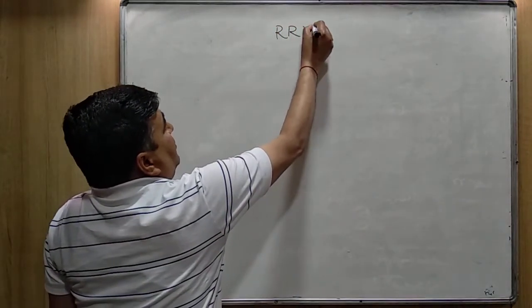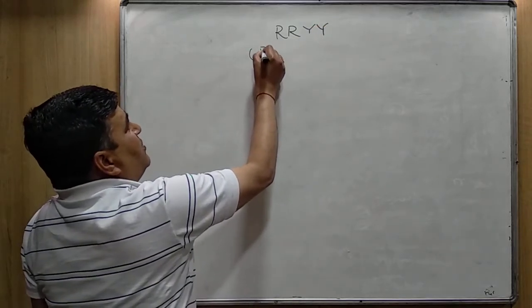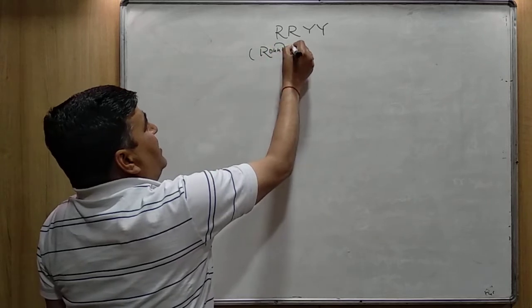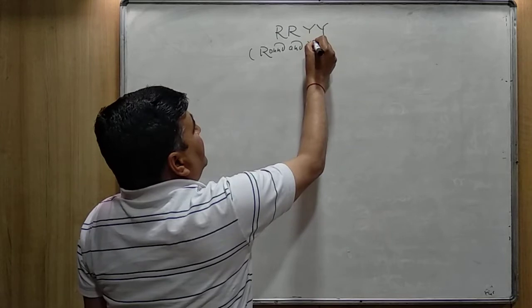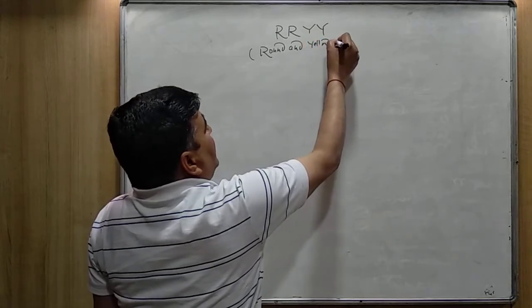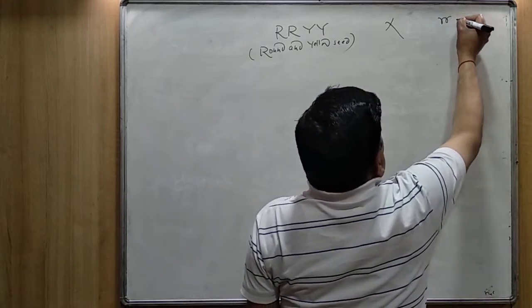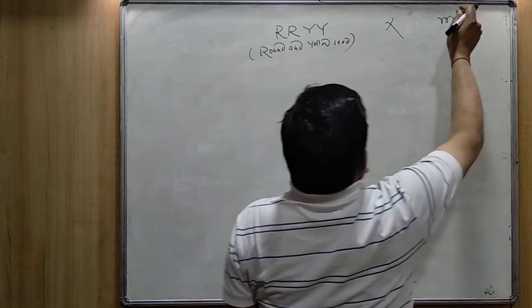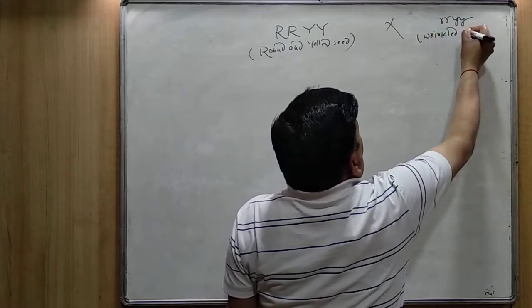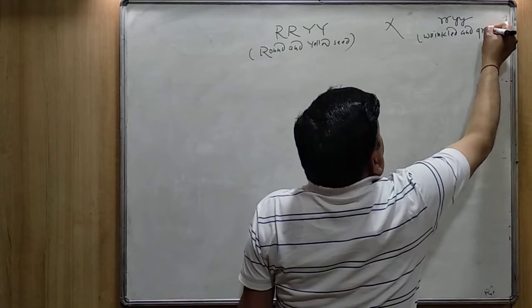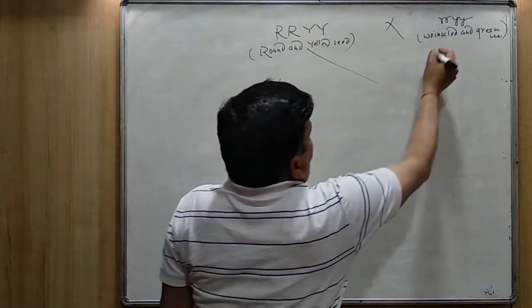RR and YY. One plant was round, and what kind of seed? R for round and yellow seed. The other plant has small r, small r and small y, small y, wrinkled and green seed. Now you cross it.